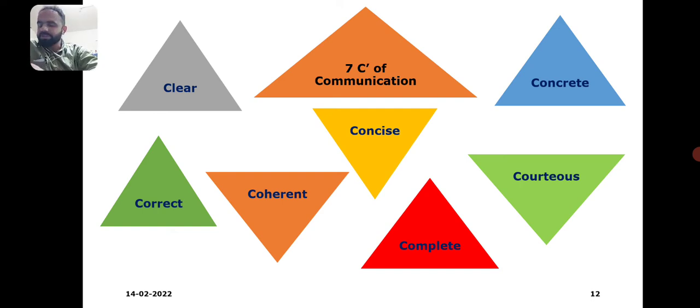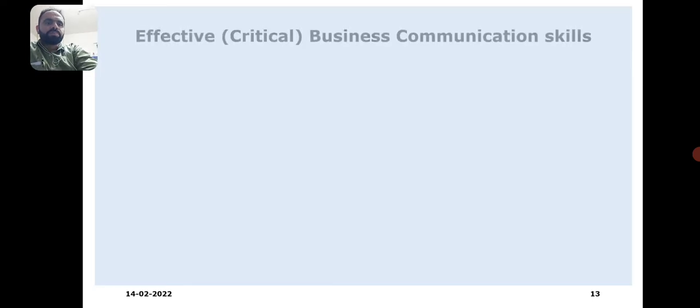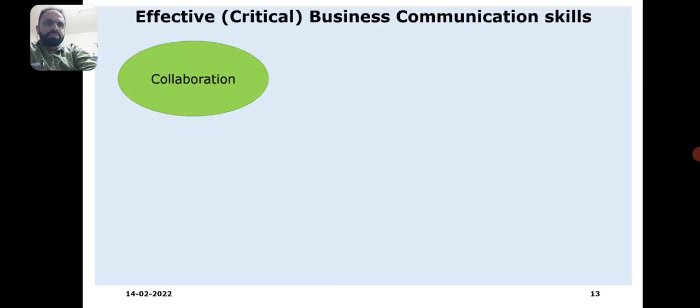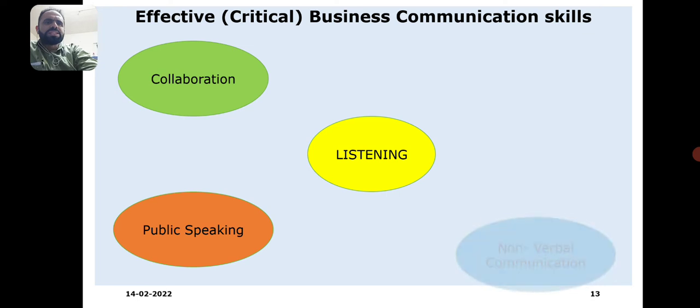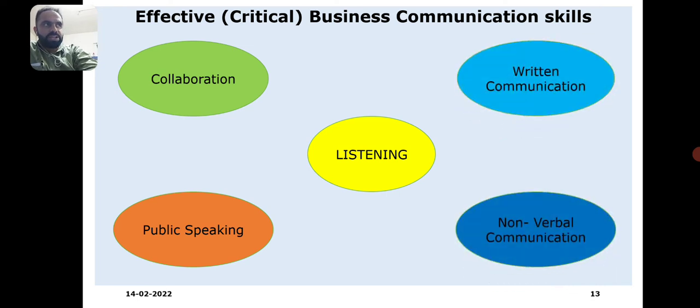So when we try to follow all these 7 C's of communication, our communication becomes excellent, and there will not be any scope for any misunderstanding. Okay, yeah. Next, moving on, effective business communication skills. So these are very important these days in most of the business communication. So in a business communication, we need to have all these.